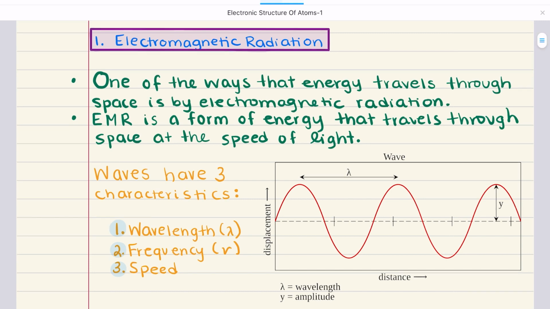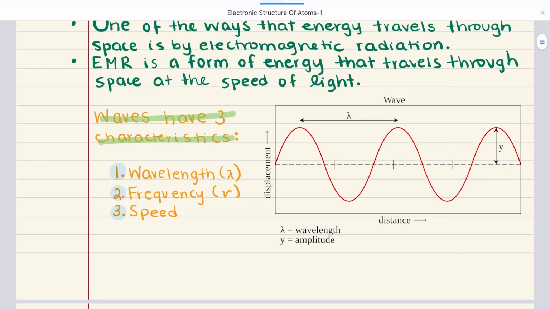Now, waves actually have three primary characteristics: wavelength, denoted by lambda; frequency, denoted by this Greek letter nu; and then speed. Wavelength is the distance between two consecutive peaks or troughs in a wave. Then frequency, this is defined as the number of waves or cycles per second that pass a given point in space. And then as for speed, all types of electromagnetic radiation travel at the speed of light. And the speed of light is equal to 2.998 times 10 to the power 8 meters per second.